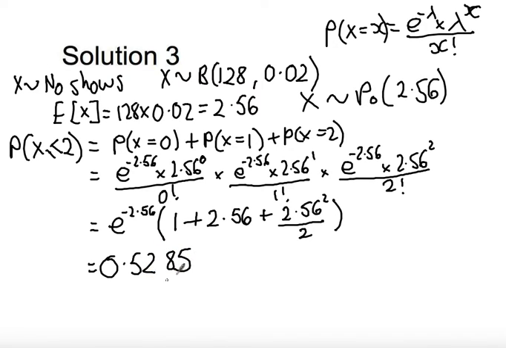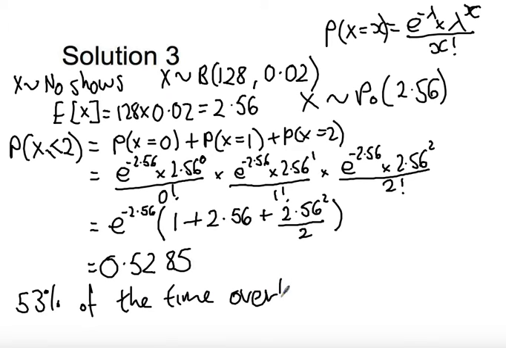So the probability of the flight being overbooked is 52%, or 53% if you round it to the nearest percentage. So 53% of the time overbooked. Which, if this was my flight provider, I wouldn't be too happy if half the time I turn up and the flight was overbooked and somebody was told that they couldn't get on the flight.